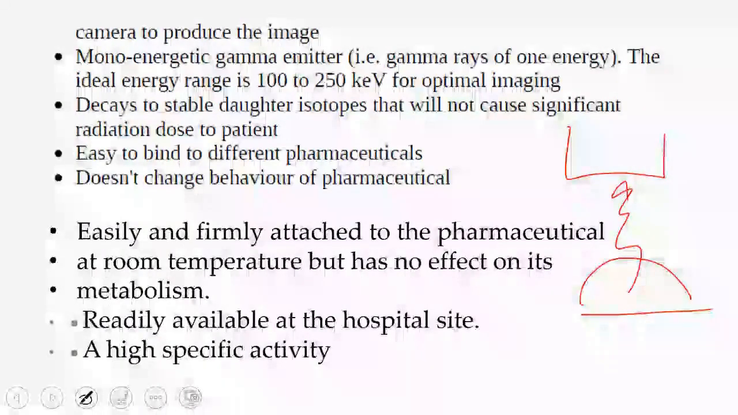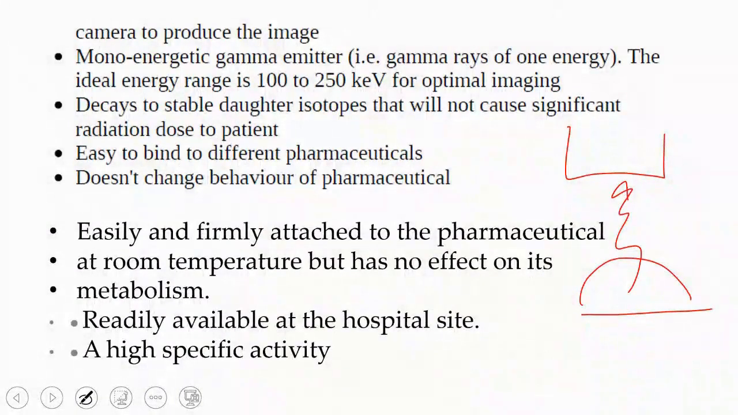It's preferable that when this isotope undergoes decay, it gives me a stable daughter, meaning it shouldn't produce another radioactive material. It should give me a stable substance so it doesn't emit beta particles or another gamma photon. It should decay to a stable isotope.